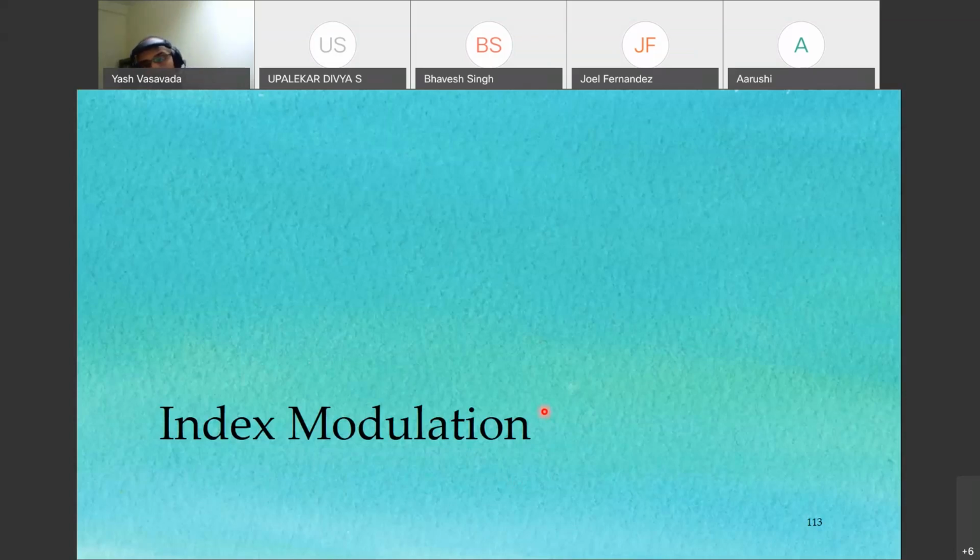Whereas here, I'm not doing symbol transmission. Using these 4 bits, I'm going to select one of these 16 antennas. The physical hardware is what I'm going to select, and I'm going to emit an electromagnetic pulse through that antenna.